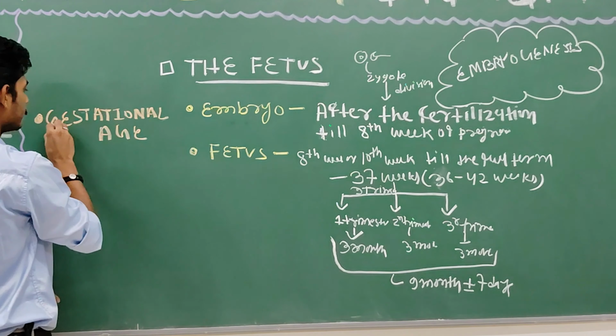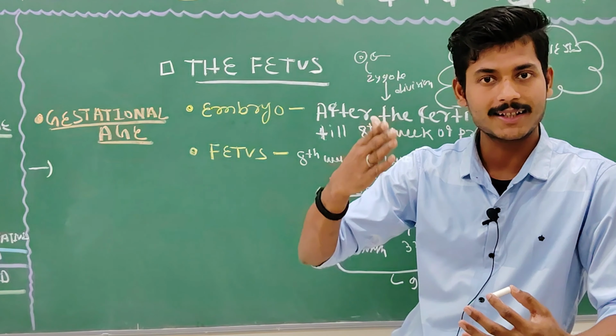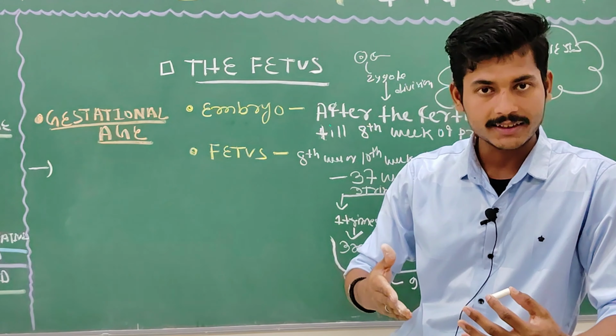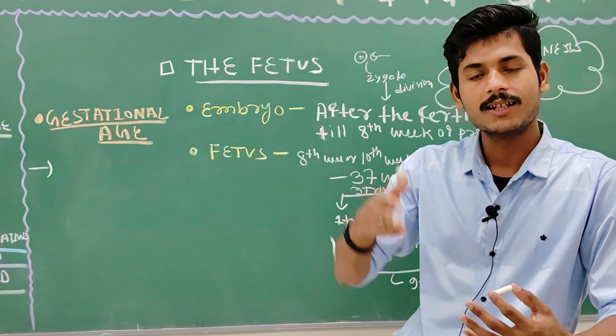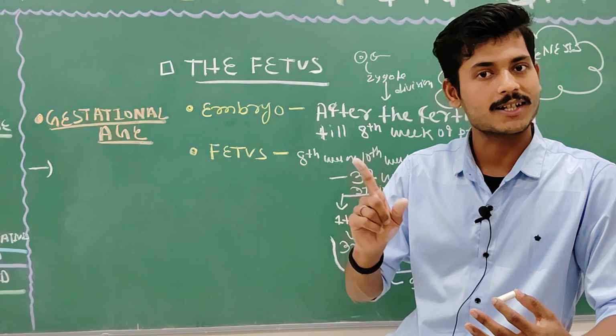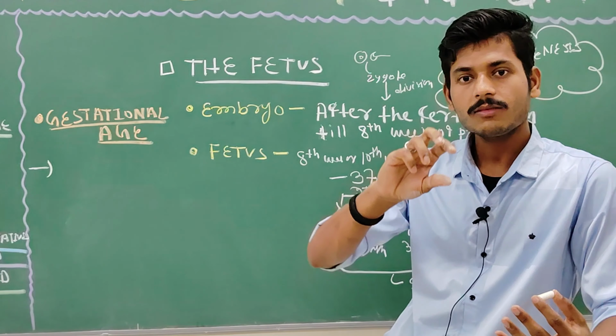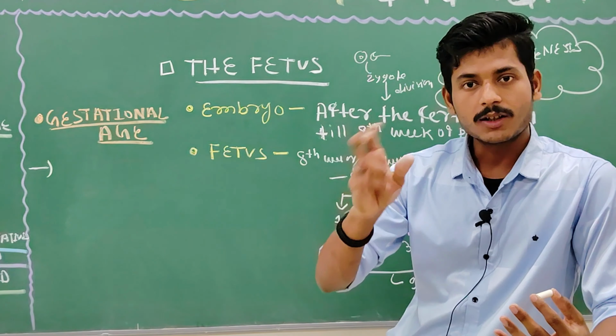In an average 28-day cycle, ovulation occurs in the middle of the cycle, on the 14th day, due to the surge of LH hormone. This is clear in our mind. The thing we also discussed in our previous lecture is that after ovulation there is a chance for fertilization.